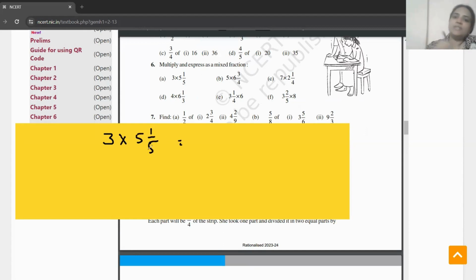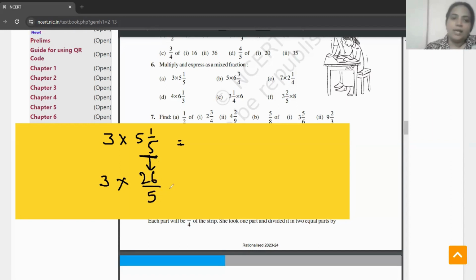So everyone, change this into improper one quickly. 5 1 by 5. Quickly tell me. 26 by 5. 26 by 5, very good. Okay. Anya, quickly. So now if I change this into the improper fraction, it will be 3 into 26 by 5. Clear, Anya? I have only changed this into improper one.